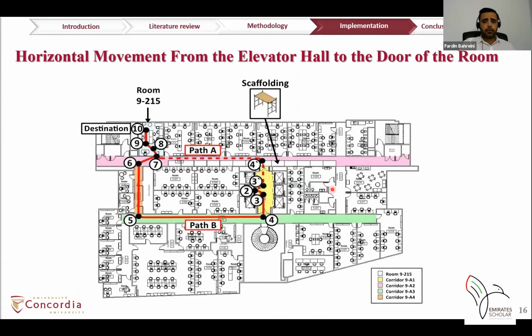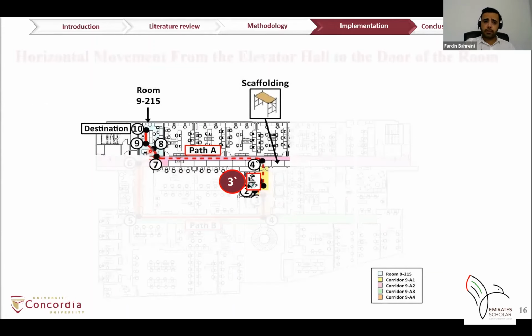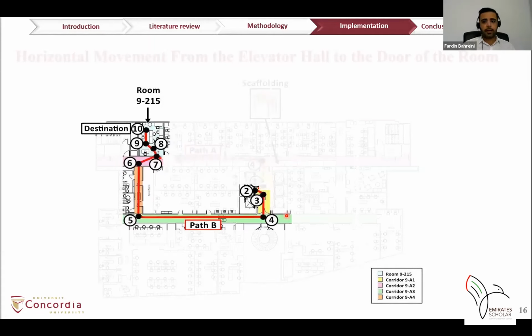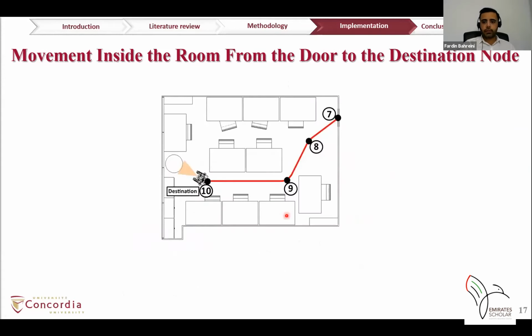The second part of the path is the horizontal movement from the 9th floor elevator hall to the room 9215. The shortest path, which is path A, follows these nodes. However, this path is blocked with scaffolding, which is used for a renovation project and creates an obstacle for the robot. Therefore, the robot must follow a longer path, which is path B, and follow these nodes to reach the room.